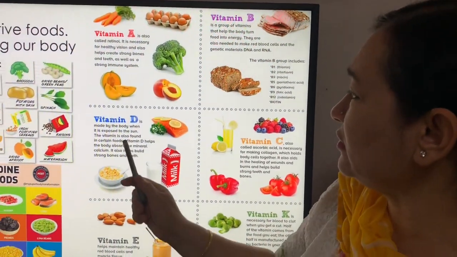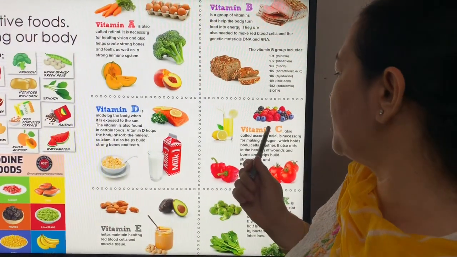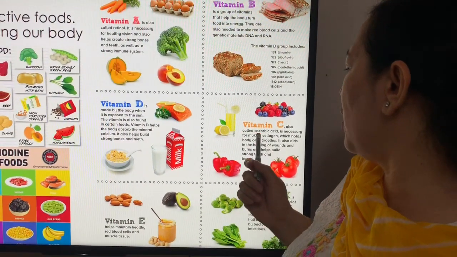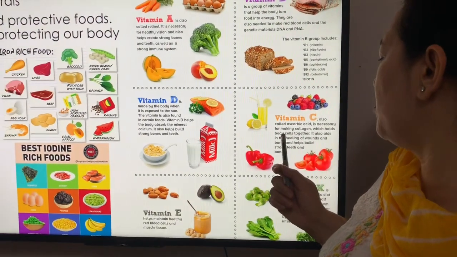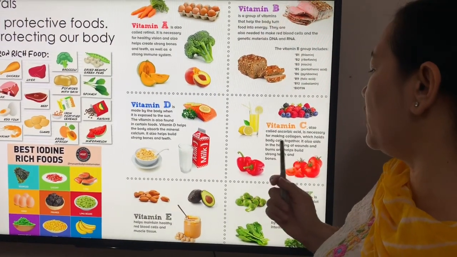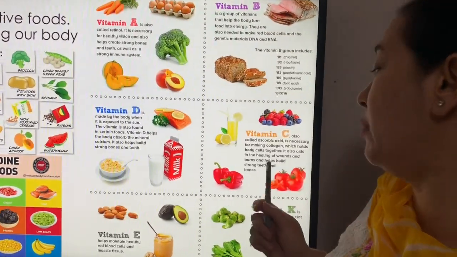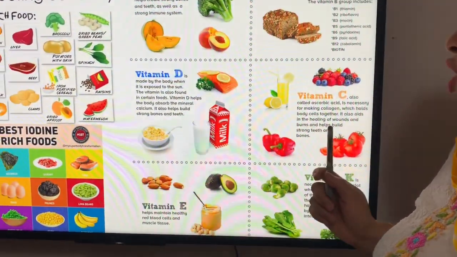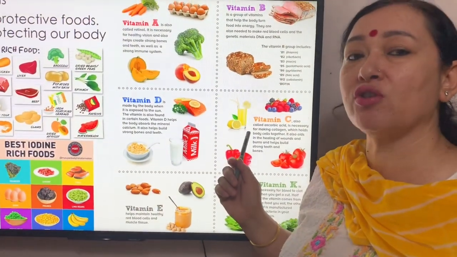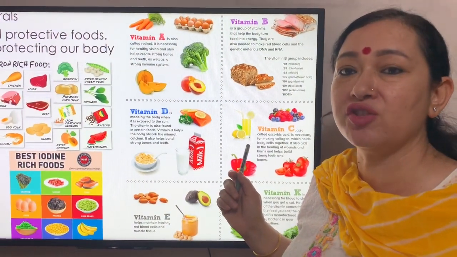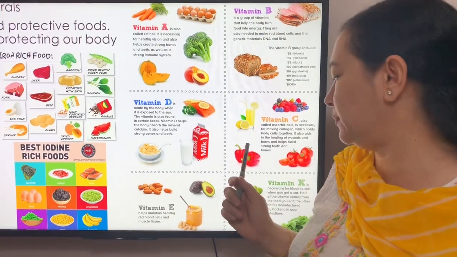Now, the next category is vitamin C, also called ascorbic acid. It is necessary for making collagen which holds body cells together. It also aids in the healing of wounds and burns and helps build strong teeth and bones. You will find vitamin C in most of the citrus fruits like oranges, lime, etc.